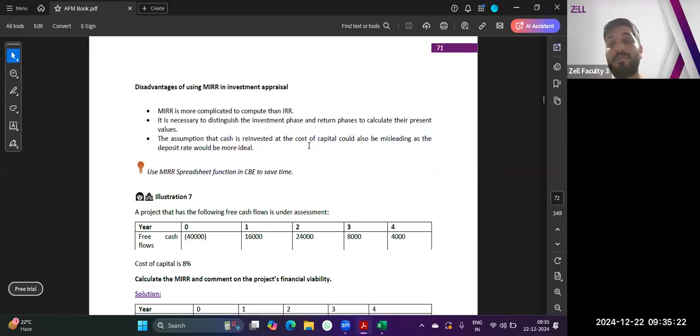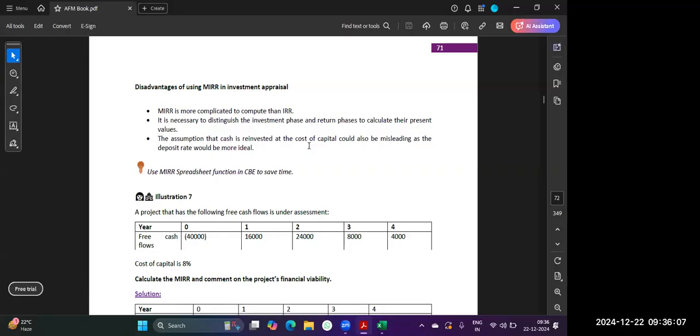What are the disadvantages? It is actually a little more complicated. When there are simple projects, it's fine. But when there are complicated projects, it becomes difficult to identify what is the returns phase and what is the investment phase. The assumption is that the money is reinvested at cost of capital. IRR, reinvestment assumption at IRR. MIRR, reinvestment assumption at cost of capital. But still, you will not reinvest your money at cost of capital, right? The bank FDs are the ideal rate for that. Clear?